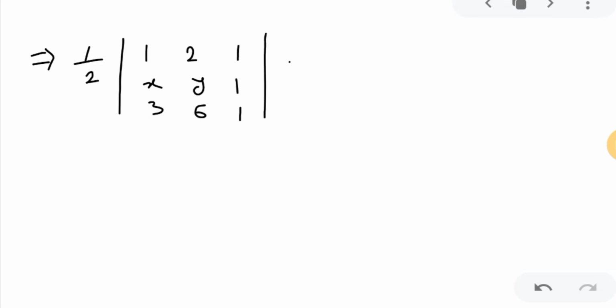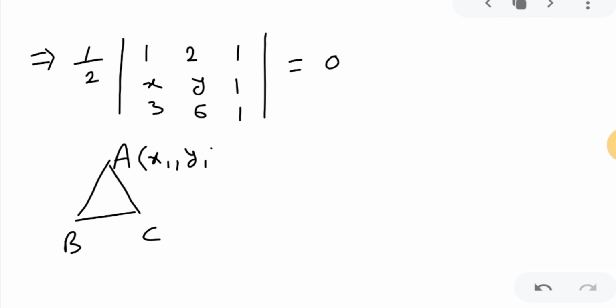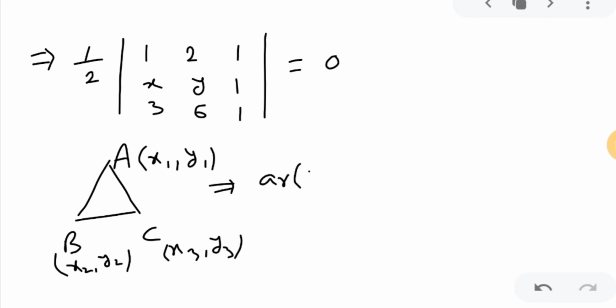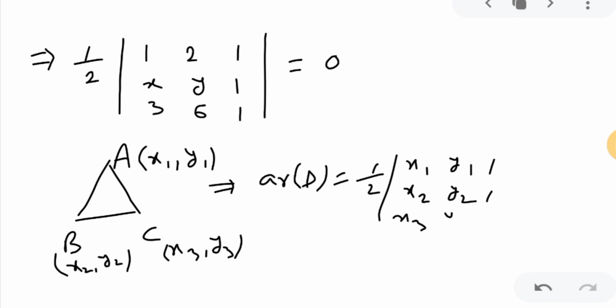Correct? It will be 0. I hope you understood this. What I told: if this is the triangle, in determinants you have studied, correct? In the previous video also I explained. If this is the triangle, then the formula in determinant for the area of this triangle will be half of the determinant x1 y1 1, x2 y2 1, x3 y3 1. This is the formula.